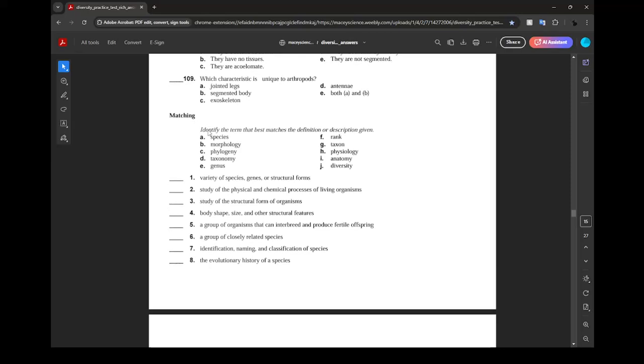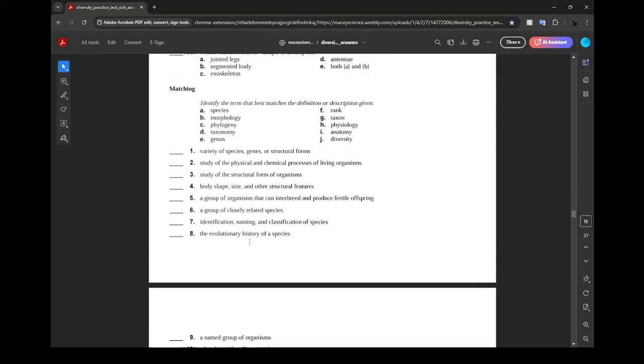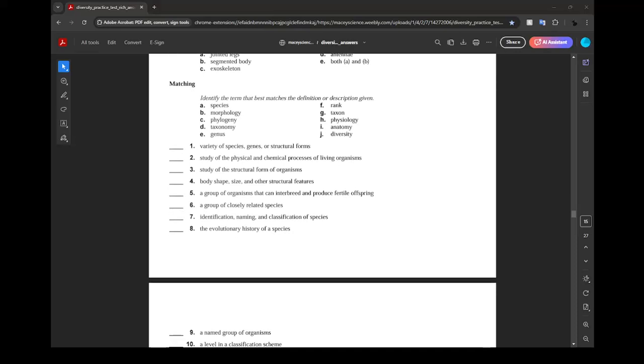A group of organisms that could interbreed and produce viable offspring. Species. Simple. A group of closely related species. Genus. Okay, that's pretty simple. 7. Identification. Identification, so that's taxonomy, because we're identifying something. Evolutionary history. Phylogeny, right there. Honestly, this is pretty simple.